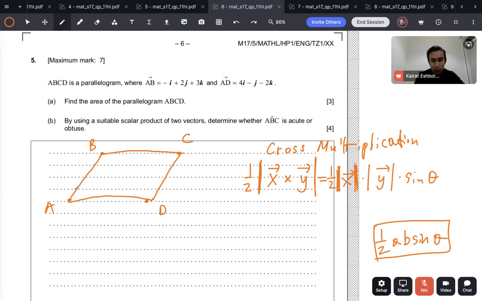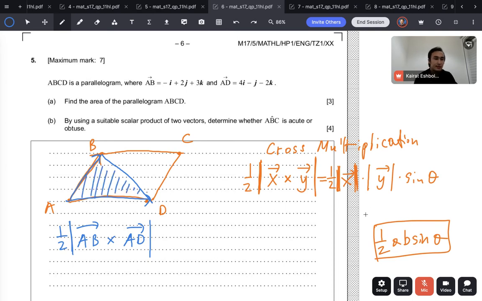So how is it useful? What if we look at this vector AB, and then we also look at the vector AD here, and we do cross multiplication between them? We will be able to find the area of this triangle, right? So vector AB cross with vector AD, the magnitude of this, and then 1 over 2, is actually equal to the area of this triangle here, ABD. The 1 over 2 is there because this thing is actually the formula for the area.